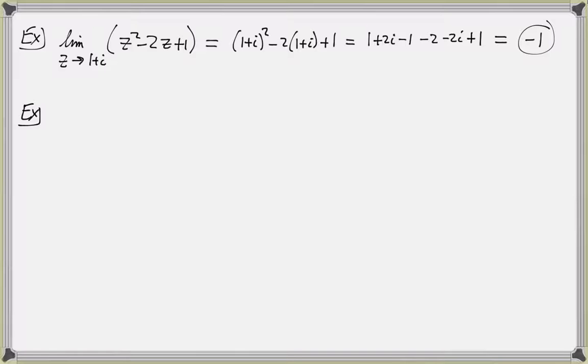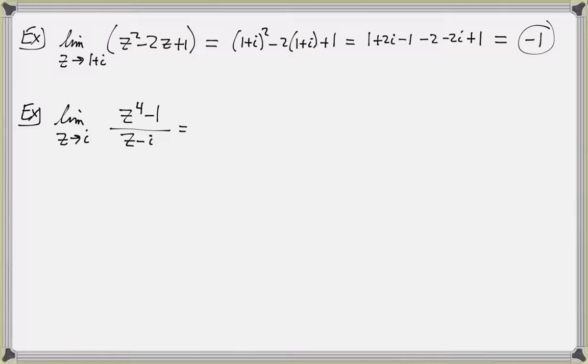What about a rational expression? Let's find the limit as z approaches i of z to the fourth minus 1 divided by z minus i. Well, we can't use part 3 of the previous theorem because if I substitute i in for z, I'll get a 0 in the denominator.